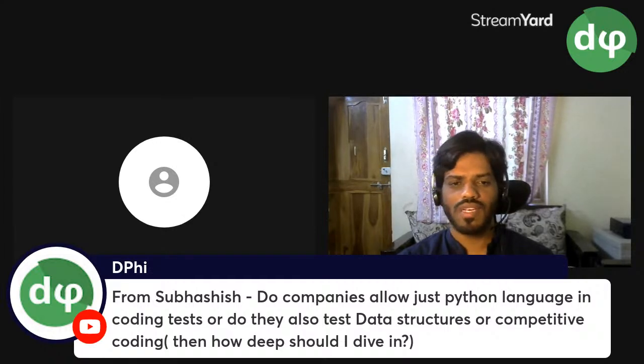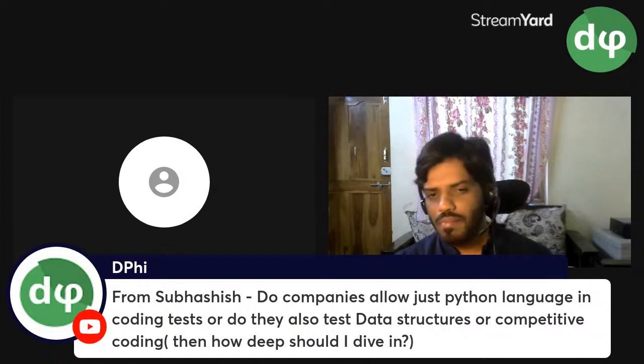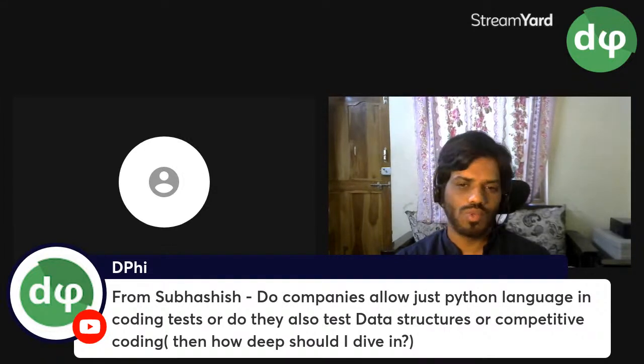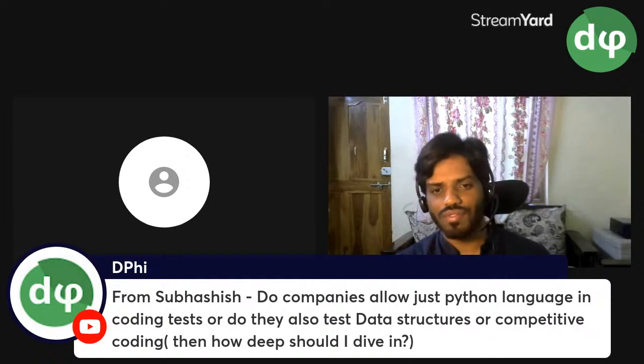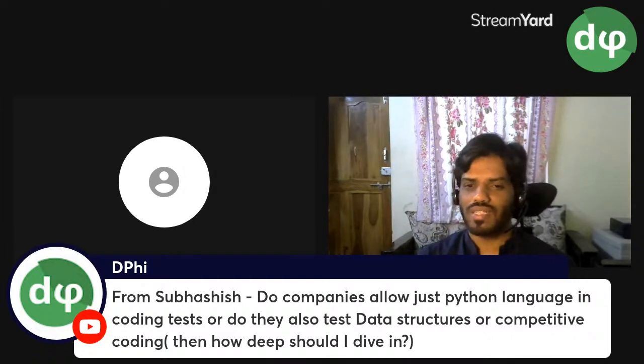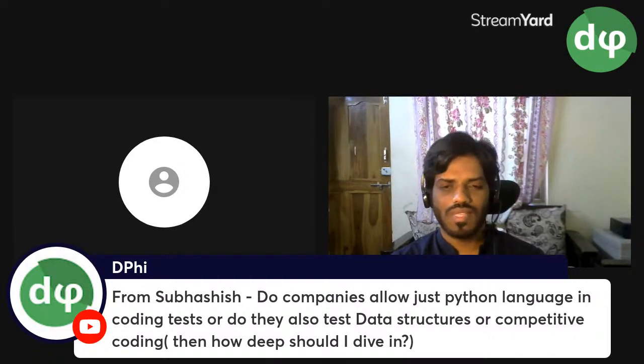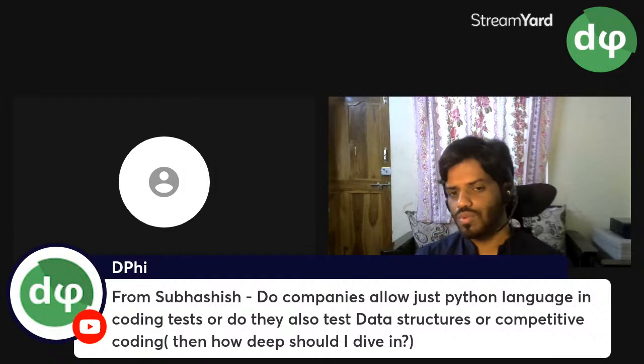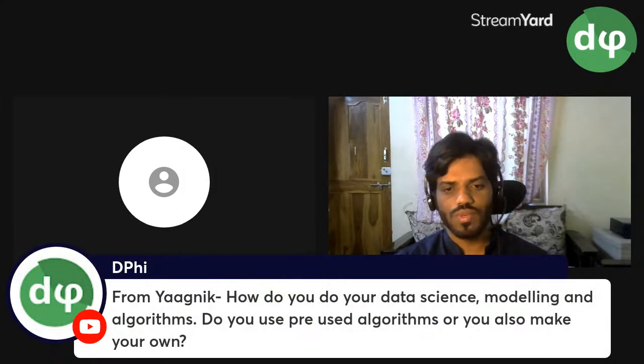basic problems of data structures and algorithms. If you have solved maybe 100 or 200 LeetCode problems, I'm saying that's more than enough. Even if you have solved the frequently asked questions of data structures and algorithms, that's enough to do that. You don't have to go in detail.